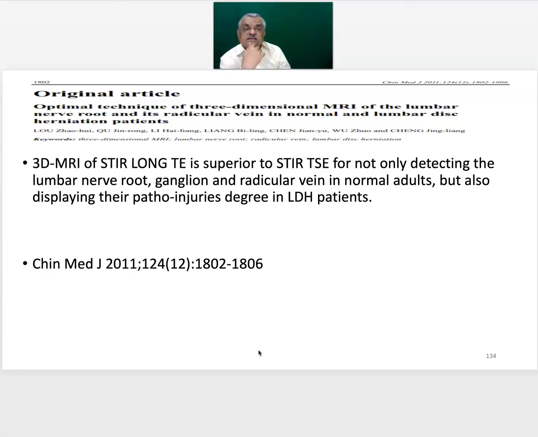Now, there is a three-dimensional MRI showing a nerve root and a radicular vein in normal and lumbar herniation patterns. Now, this is a 3D MRI. STIR long T is superior to STIR TSE for not only detecting the root ganglion and the vein, but also displaying their pathologic changes in disc herniations. So we can see the vein also.